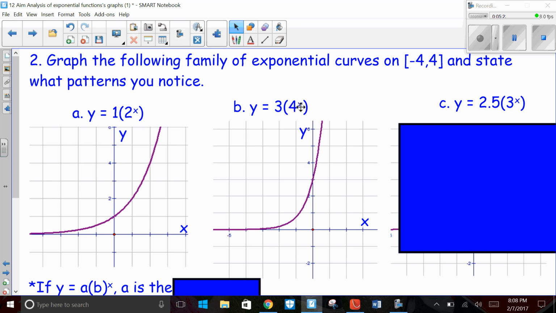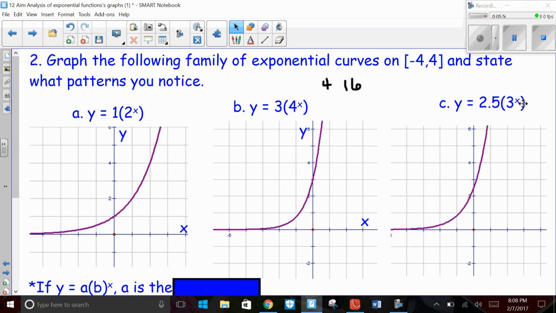So when x is 1, the quantity is 4. But when x is 2, the quantity is 16. Right? So from one point to the next, you're really quadrupling, you're multiplying by 4. So this is going to grow up very fast, much faster. Okay.